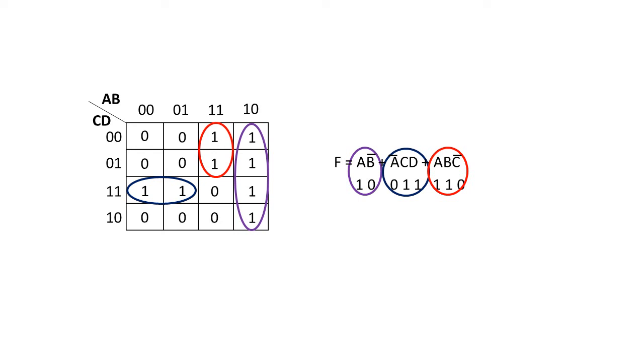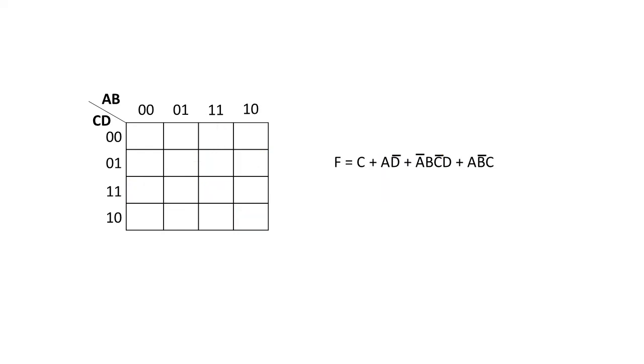Let us understand the last example. Observe, F equal to C plus A D naught plus A naught B C naught D plus A B naught C. Observe carefully. So first put the value. What should be the value? That is 1 for C, and for A D naught that should be 1 0, and for the third parameter A naught B C naught D it should be 0 1 0 1, and for the last parameter A B naught C that should be 1 0 and 1.